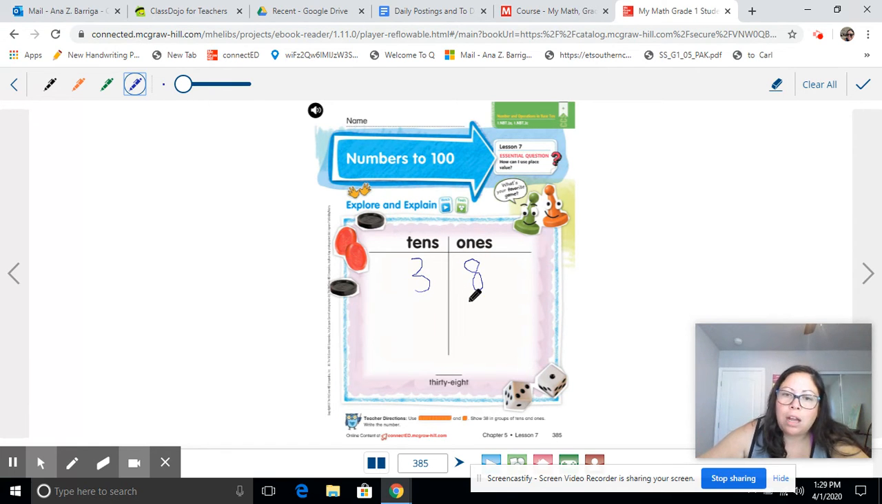And we can even draw out 8 ones, 8 linking cubes right here. Okay, so we have 8 ones. And then I'm going to draw out 3 groups of tens. So they kind of look like this, right? So there's one of them. There's 2. And then there's 3. So I have 3 groups of 10 and 8 ones. That makes 38. And so then I can write the number 38 right here too.